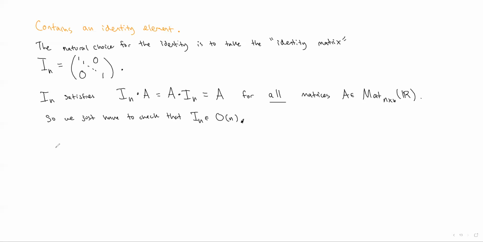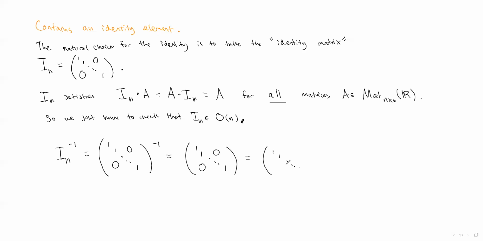So is it in O_N? Well, I_N inverse is equal to the identity again, which is just the same thing. And this is also equal to its transpose. So we have a check mark. It is an element of O_N.